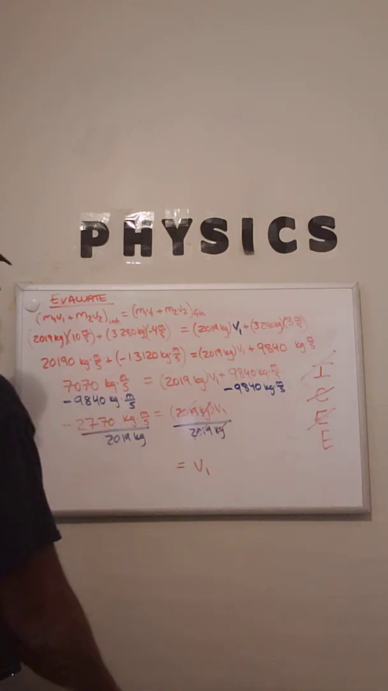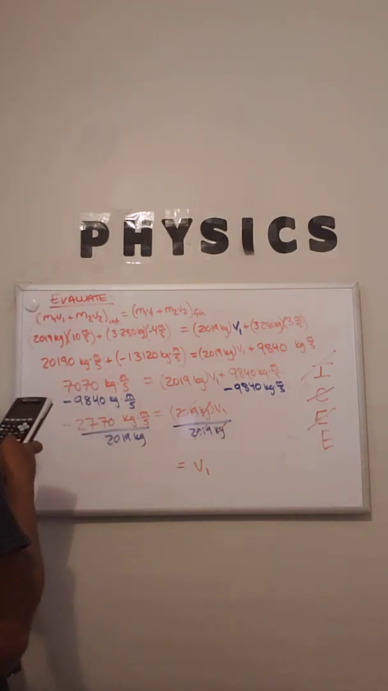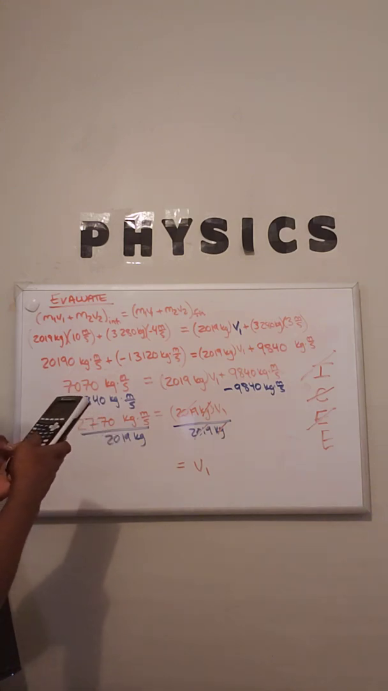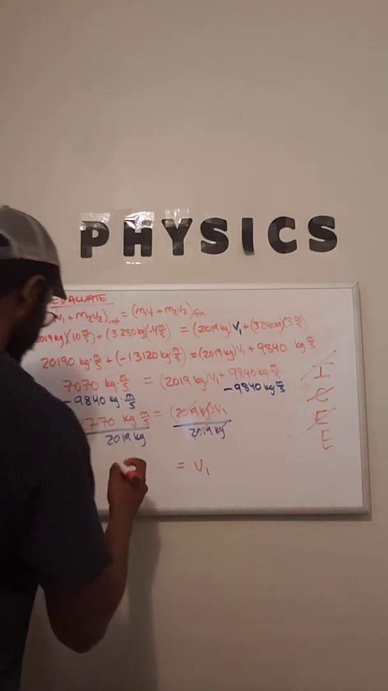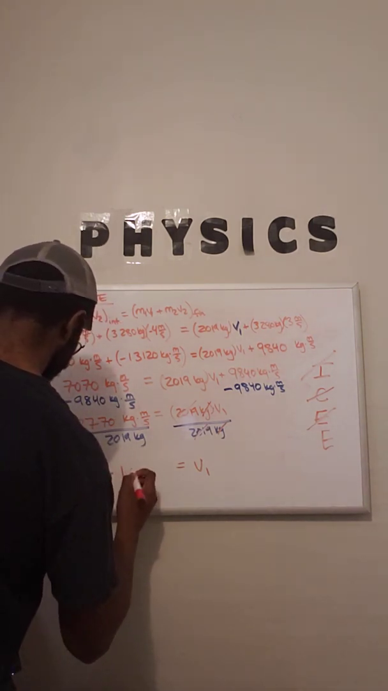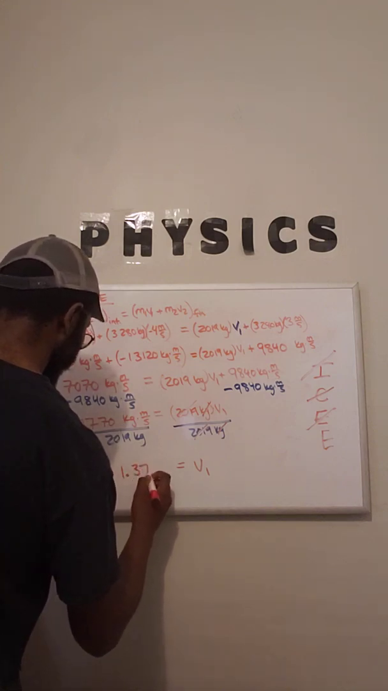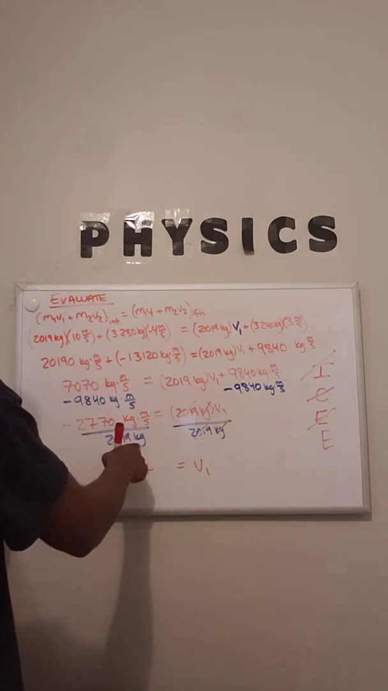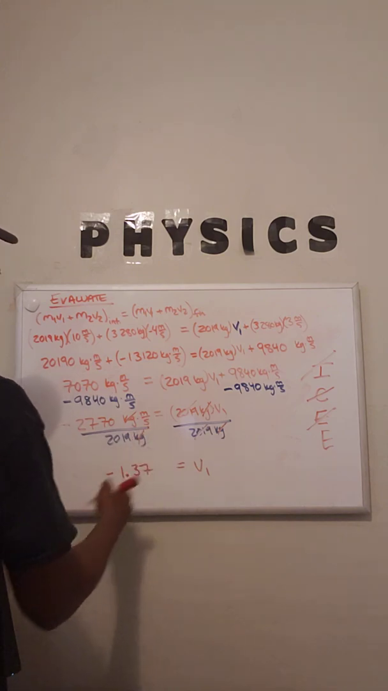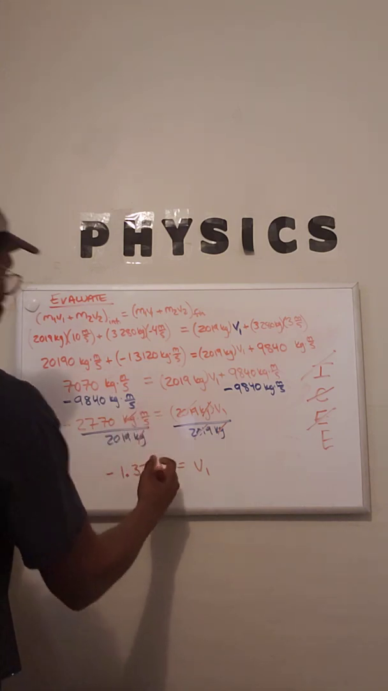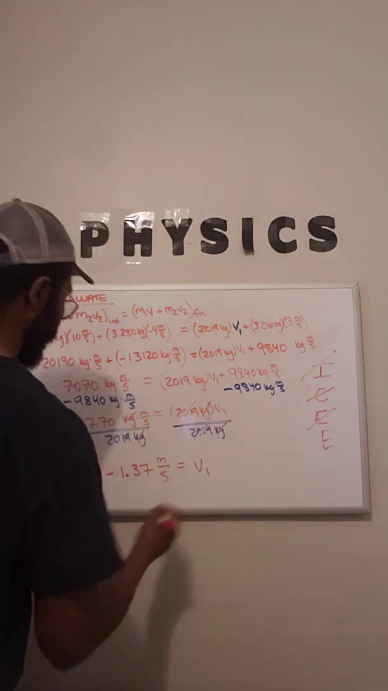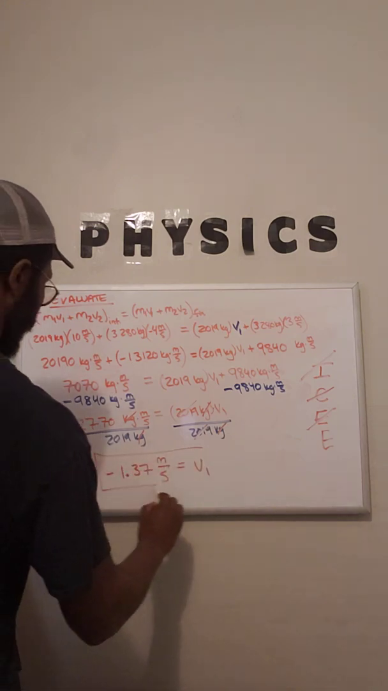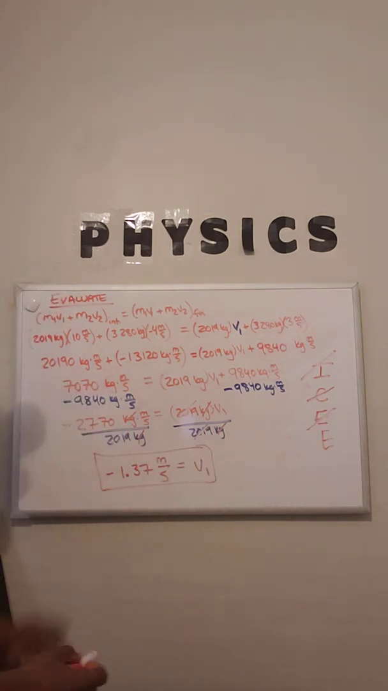So negative 2770 divided by 2019 equals negative 1.37. And now here I have kilograms up top and kilograms on the bottom, so again, those get canceled out. But I'm left with meters per second, which is good because I was looking for a velocity. So I'm left with negative 1.37 meters per second equals V1. All right, so this is our final answer.